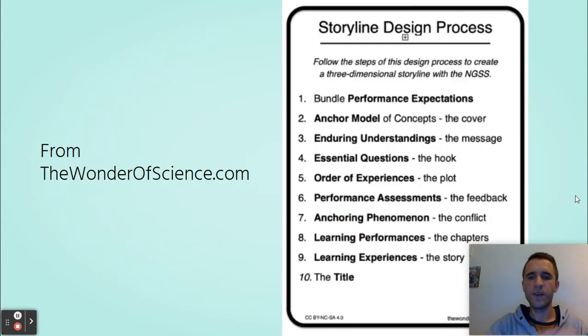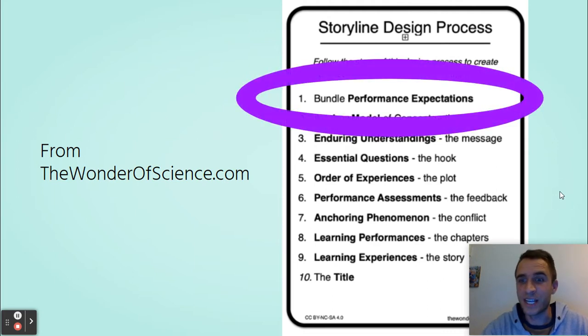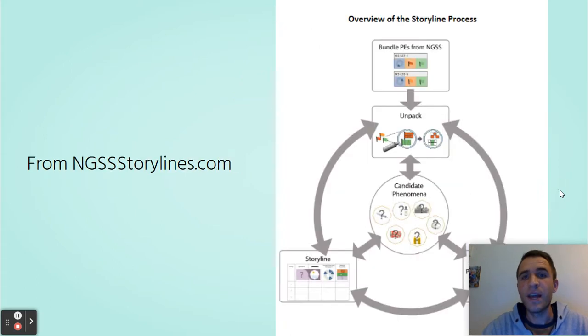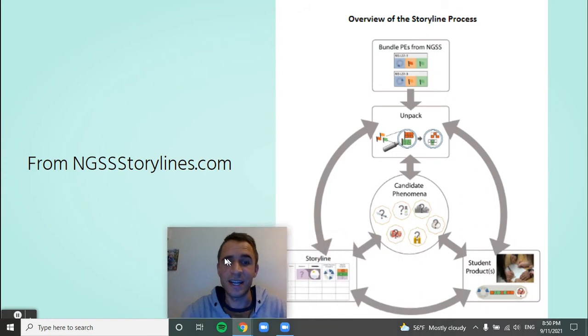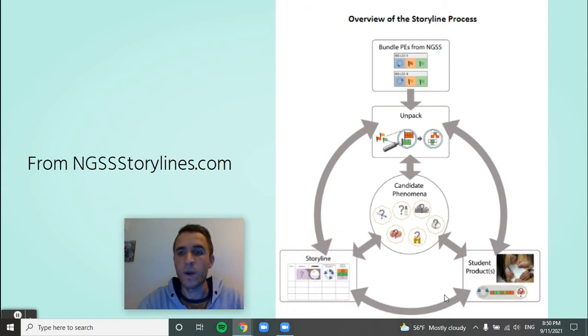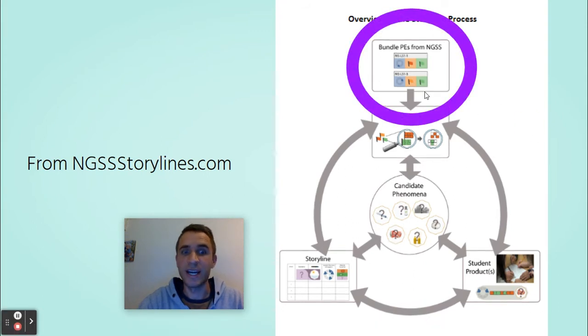So let's get started. Later on in this lesson, like I said, you're going to explore some unit planning resources. And here are a couple of them. This one is from wonderofscience.com, right? It's a step-by-step process to design your own NGSS storyline. But I think really important to realize the first step is bundling performance expectations, choosing which PEs you are going to include in a given unit. Here's another graphic from ngsstorylines.com, which you'll explore later as well, where you can see the steps in order to create a storyline. But once again, it starts with this first one. You've got to choose which PEs you're going to teach in order to design a unit around them, right?